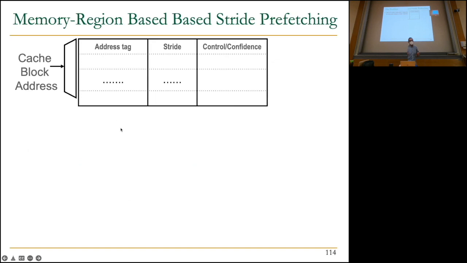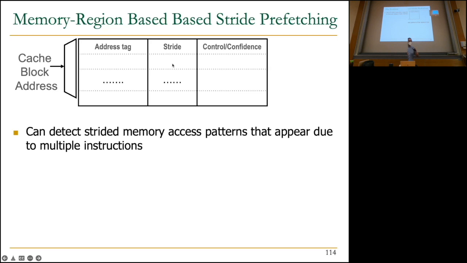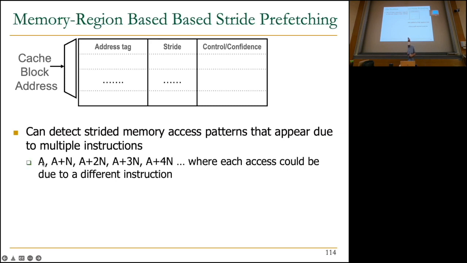Okay, another way of designing this prefetcher is a cache block address-based prefetcher, or memory region-based. Basically, you have a cache block address. Based on that block address, you determine the stride. Now, I'm not going into exact details of how you do this, but this can detect strided memory access patterns that appear due to multiple instructions. You don't need a single load. You can have multiple loads. Basically, each access in this pattern can be caused by a different instruction. And it can happen, actually. This happens in real life. Now you can detect this. You're independent of the program counter.